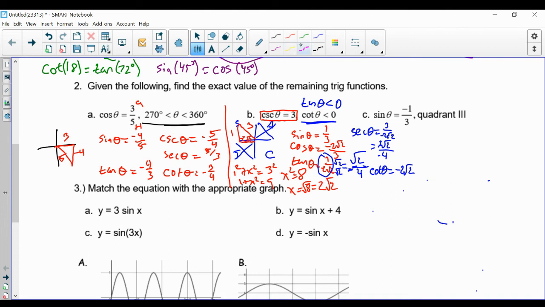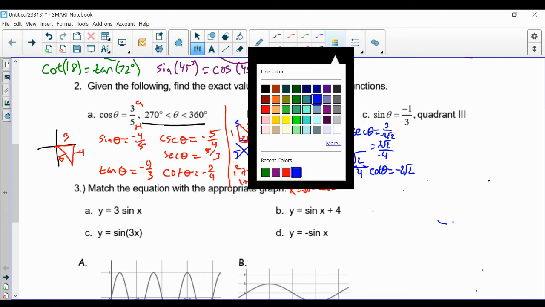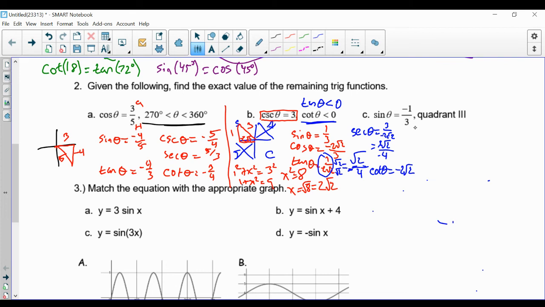Last one here is our sine of negative 1/3, quadrant 3. So they literally just tell us straight up quadrant 3. And opposite is negative 1, hypotenuse is 3. This should look familiar because those are the same side lengths that were in the triangle we literally just did. So I know this is 2 root 2, and it is also negative because it's going to the left.